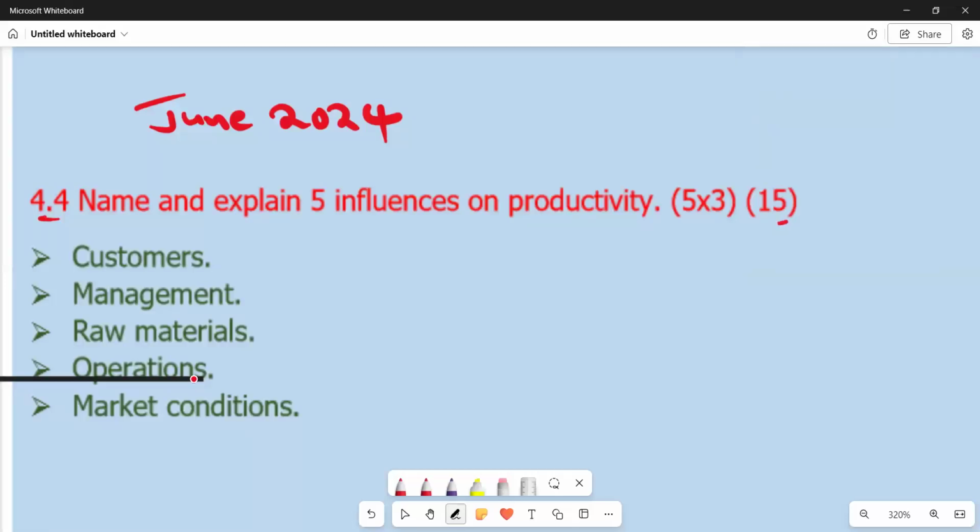It's got 15 marks, which means it requires you to raise 5 points, each one with 3 marks. So these are the 5 points that we have according to this video. We've got customers influencing productivity. We want to see the relationship that exists between customers and productivity. How is it going to affect or influence the relationship that exists between the inputs and outputs?